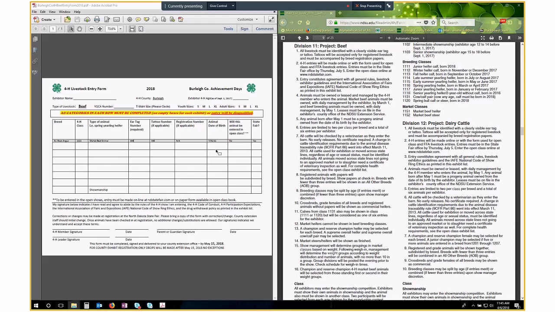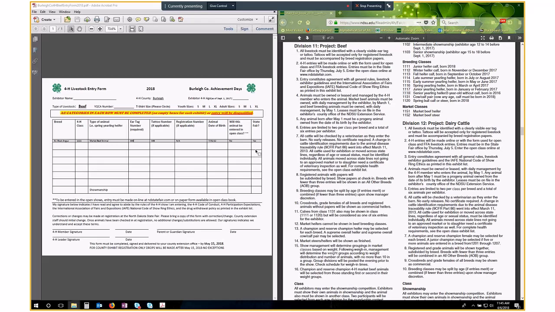Will this animal be entered in open class? Now, this is if you are taking your animal to the state fair. If you plan on entering in an open class, please note here on the bottom, you must complete the online registration or the paper form registration in the open class book. That is the responsibility of you here at the office. We do not fill that out.